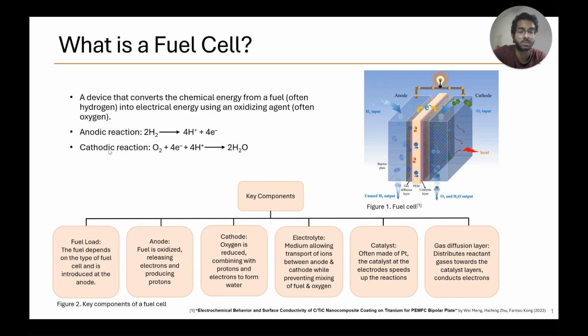The fifth key component is the catalyst, which lowers the activation energy, thereby increasing the rate of the anodic and cathodic reactions. The final key component is the gas diffusion layer, or the GDL, which distributes the reactant gases towards the catalyst layers and is electrically conductive.